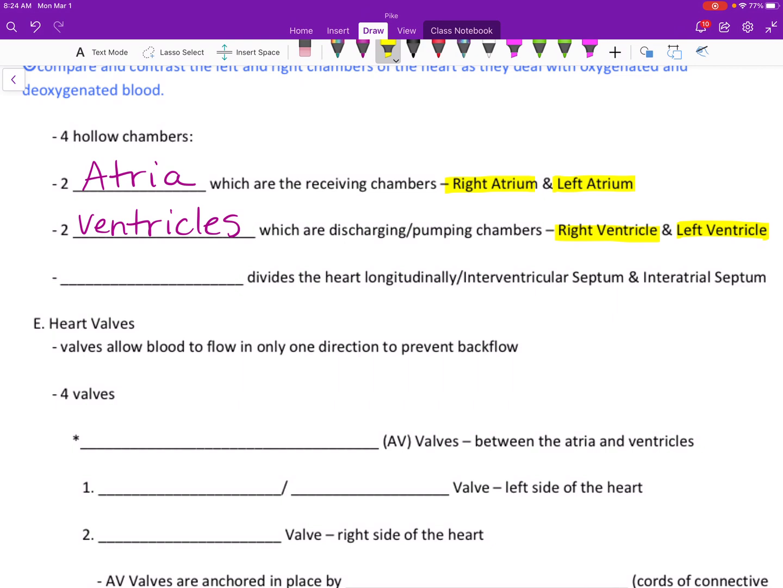The ventricles are the discharging or the pumping chambers where blood leaves the heart. So blood is always going to flow in through the atria and out through the ventricles.